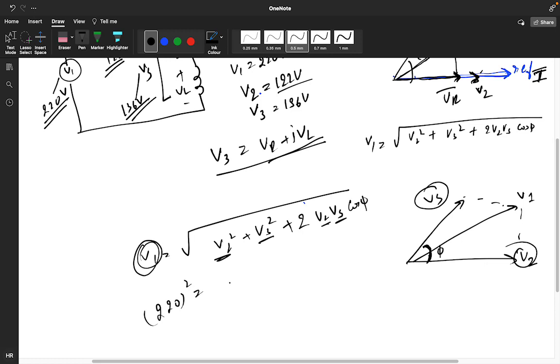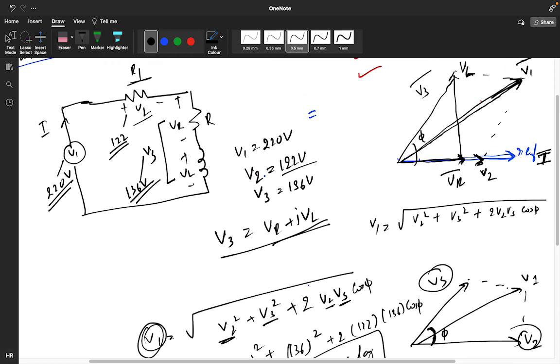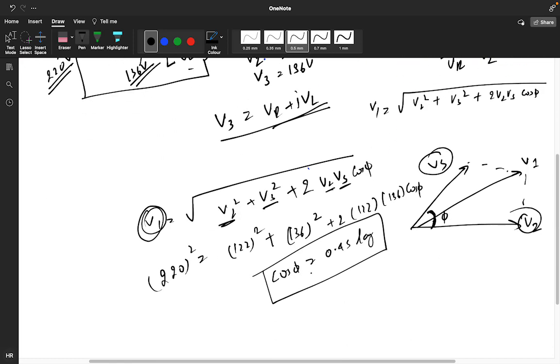220 square is equal to 122 square, the V2 value squared, plus the V3 value 136 square, plus 2 into 122 into 136 into cos phi. So what is the value of cos phi we are getting? 0.45, and it will lag. Why lag? Because an inductor is there. Overall it is the combination of resistor and inductor, so that's why it's lagging. Your current is lagging the voltage.